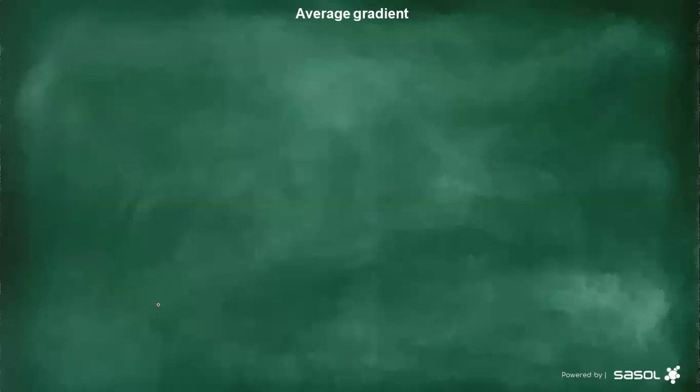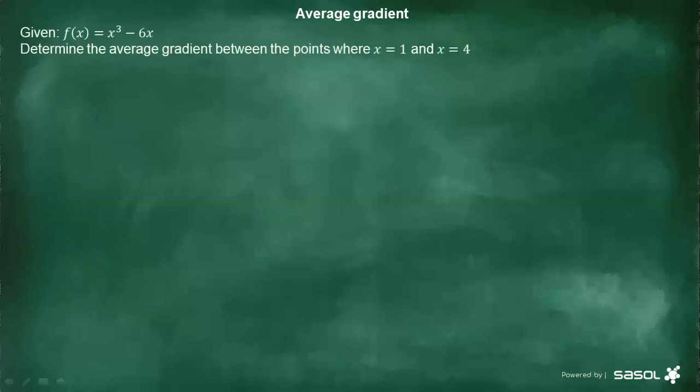And then let's look at another question under average gradient. Determine the average gradient between the points x equals 1 and x equals 4. You then substitute the value of 1 first into the given equation, and the corresponding y value equals -5.